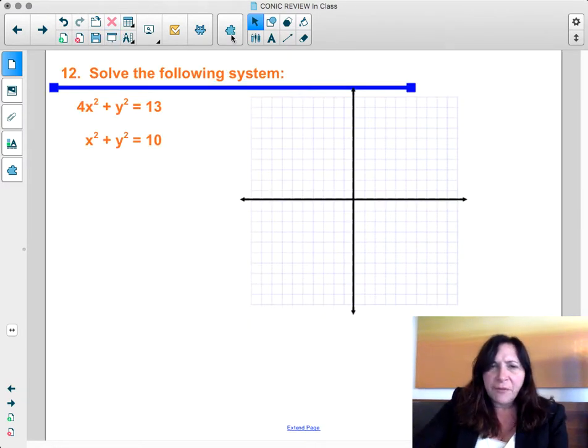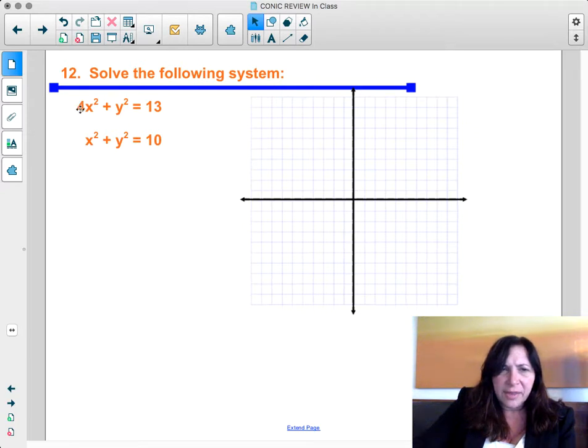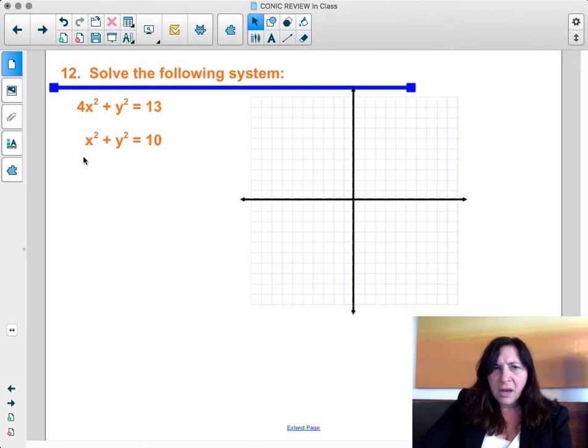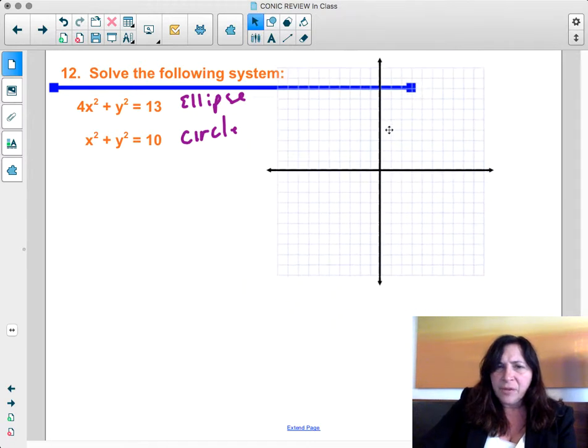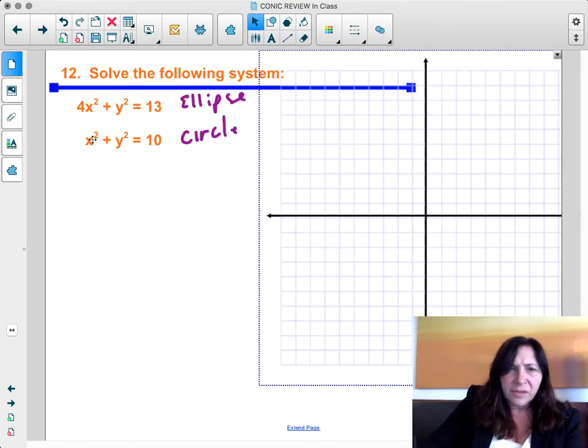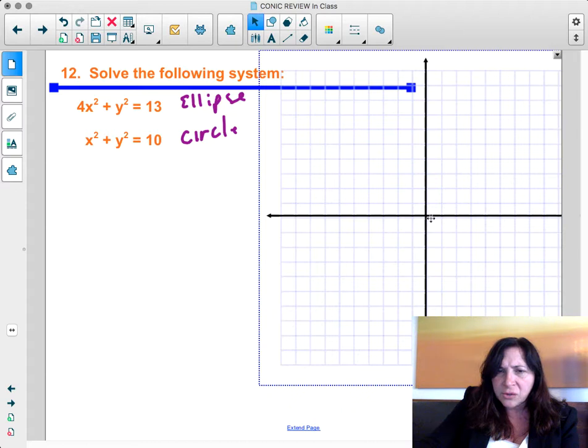So solve the following system. So let's see, this 4x squared plus y squared, that's an ellipse. X squared plus y squared, that's a circle. So what we have is this is an ellipse, and this is a circle. Let's see what we get when we graph these. For a circle, center is at 0, 0.